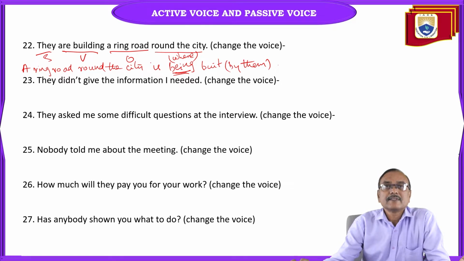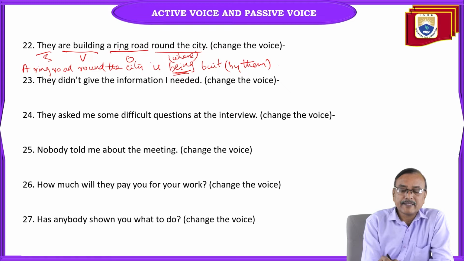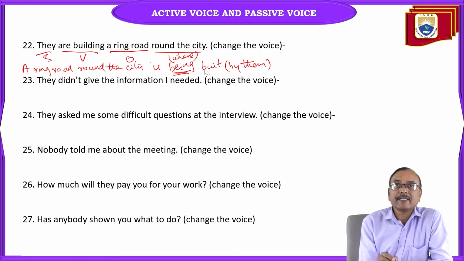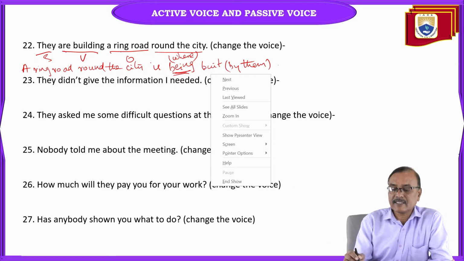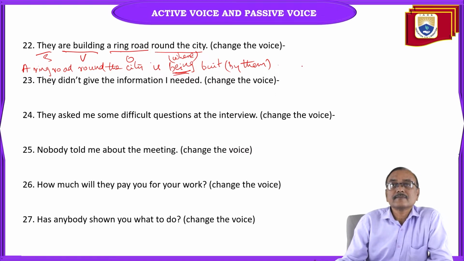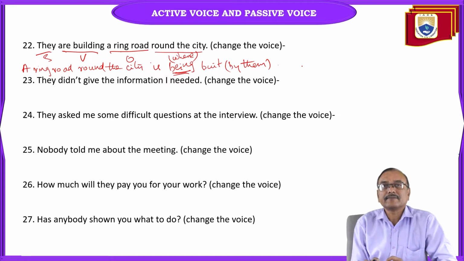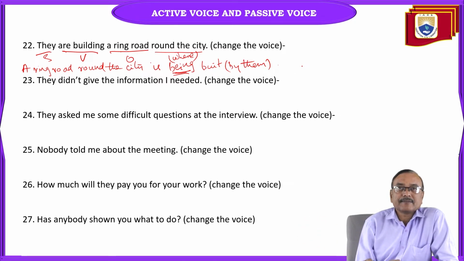Right? First, a ring road, the object, is being built. You can write like that. A ring road is being built where? Round the city by them. You can say like that also. A ring road is being built round the city by them. So you need not say by them.